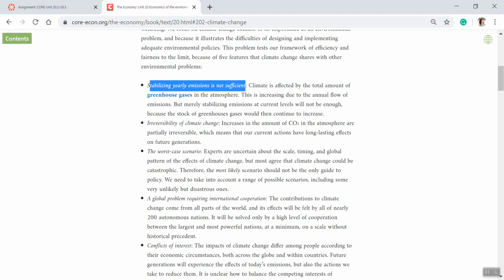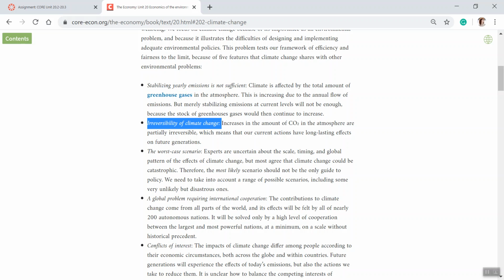So if we produce it slower, we're still going to be maintaining those high levels that we currently have. What we have to do is produce not only slower, but less. That's where stabilizing emissions is not sufficient. Just saying, okay, starting now, no more, is not enough. We have to do even more than that because we have to get the water down the drain. Then there's the irreversibility of climate change.